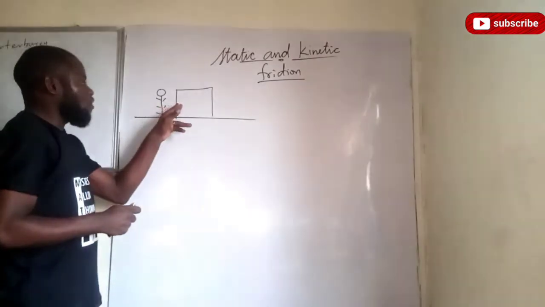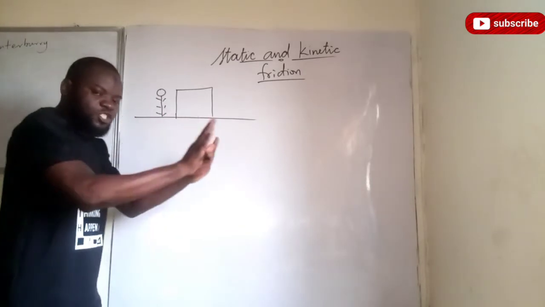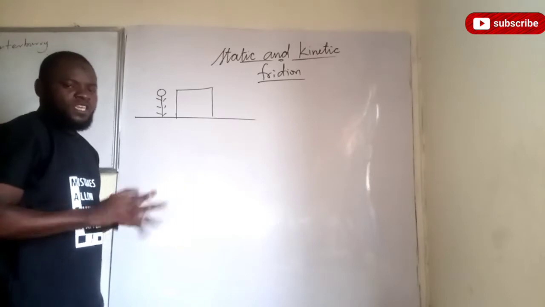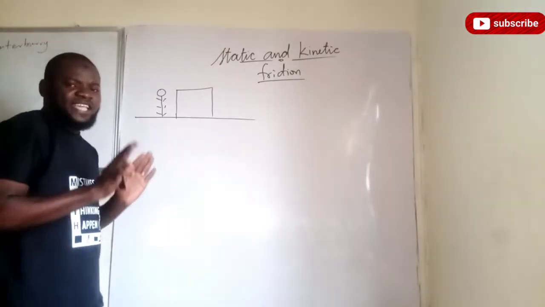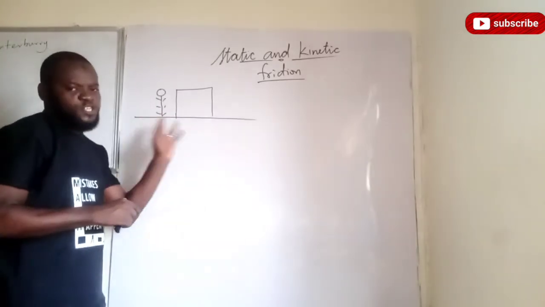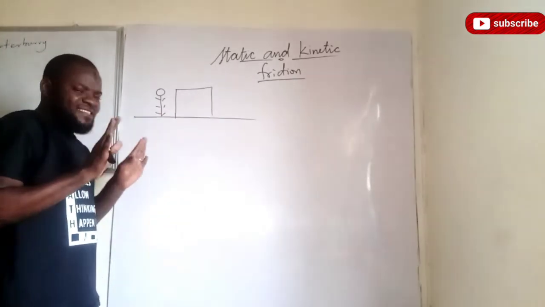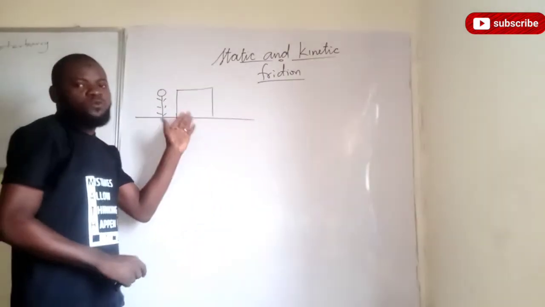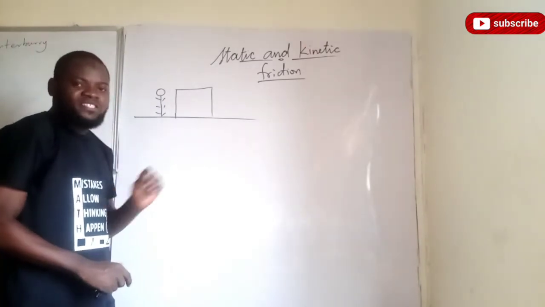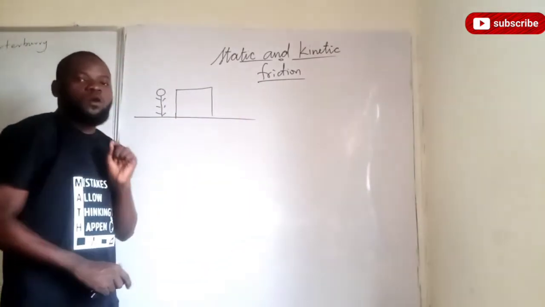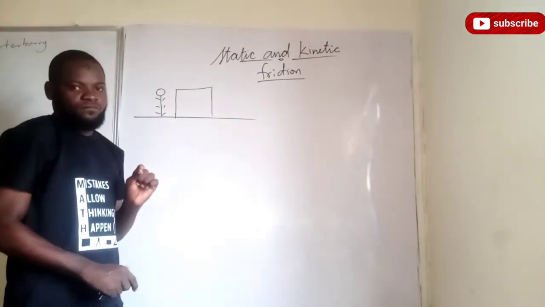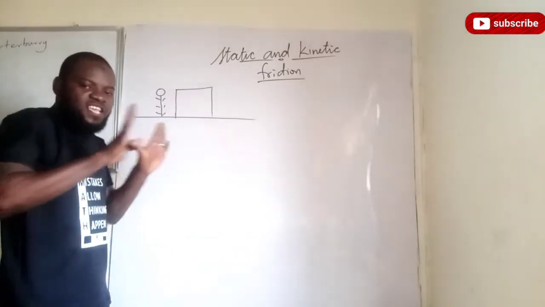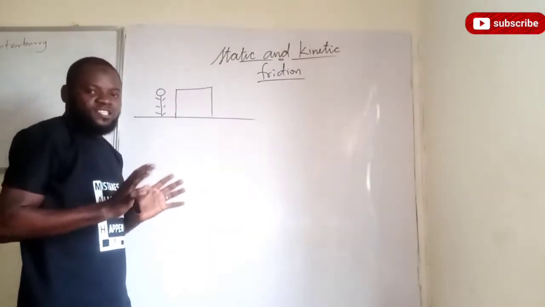Now, if I apply force to this box, that is, if I push the box, this box might not move, if the force that I'm applying on it is not enough to overcome the frictional force there. But as I keep adding more force, with time, you see that this body will start moving. That force that caused this body to start moving is what we call the limiting frictional force. That is, initially the body is not moving, but if I keep adding force to it, the body will start moving.